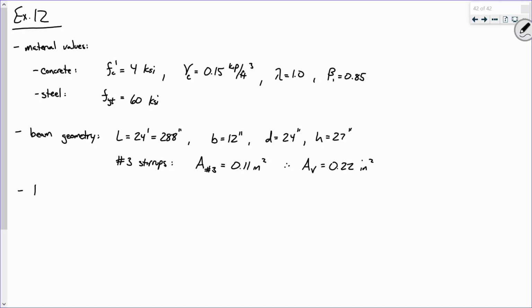Now, our loads. We have a self-weight, which we don't know. We have a dead load, which is 1.5, and we have a live load, which is 3 kips per foot. Everybody okay with that?